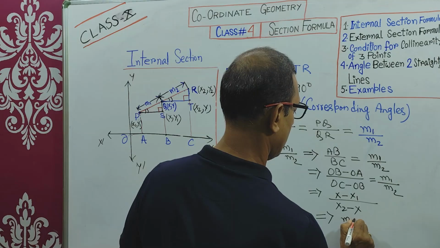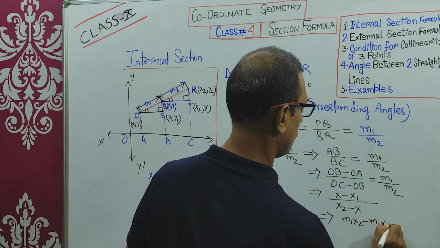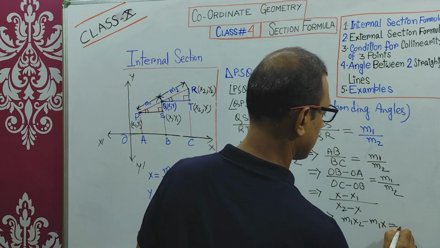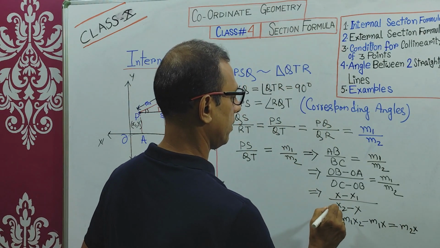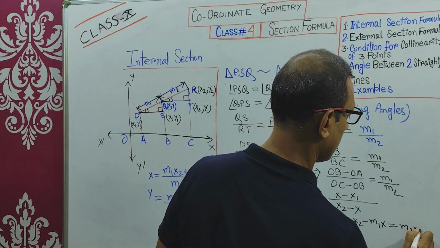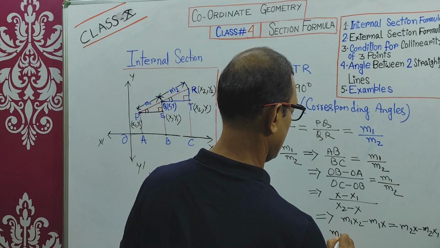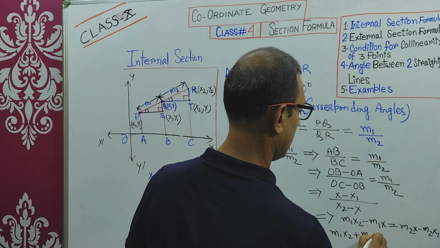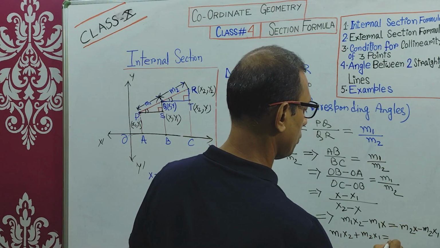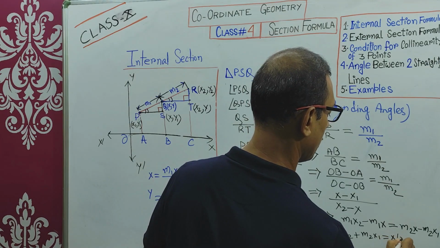M1 x2 minus M1 x equals M2 x minus M2 x1. So M1 x2 plus M2 x1 equals, if you take x common, x into M1 plus M2.